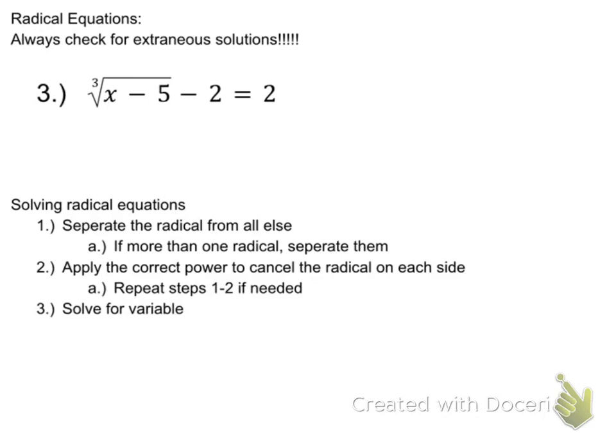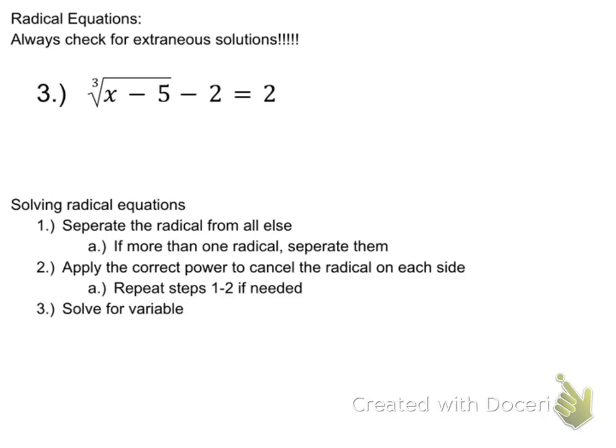Okay, I put the steps in there. Solving radical equations. Number 1, I want you to separate the radical. That's a cubed root, square root, fourth root, fifth root, stuff like that. Separate them from all else. There's a side note to that. If more than one radical is present, you need to put 1 on each side of the equal sign. Okay. Why? Because you're going to try to undo both of them at the same time.